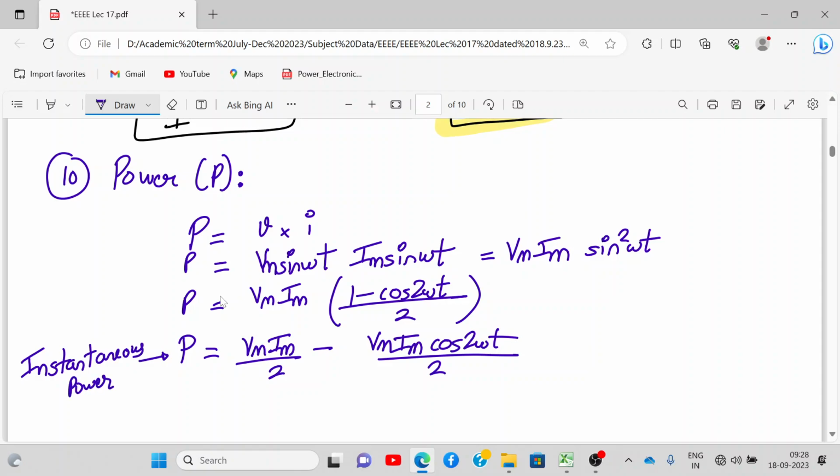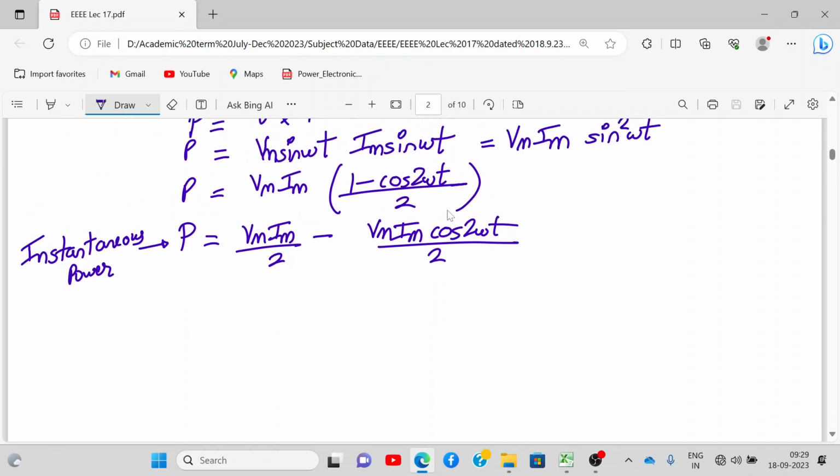As you can see, it has a DC component as well as an AC component in it. So this is my instantaneous power. Remember, what is instantaneous power? At every time instant, we can calculate this power. Why? Because we have cos of 2 omega t. Now, you've written it? Okay. So this is instantaneous power.